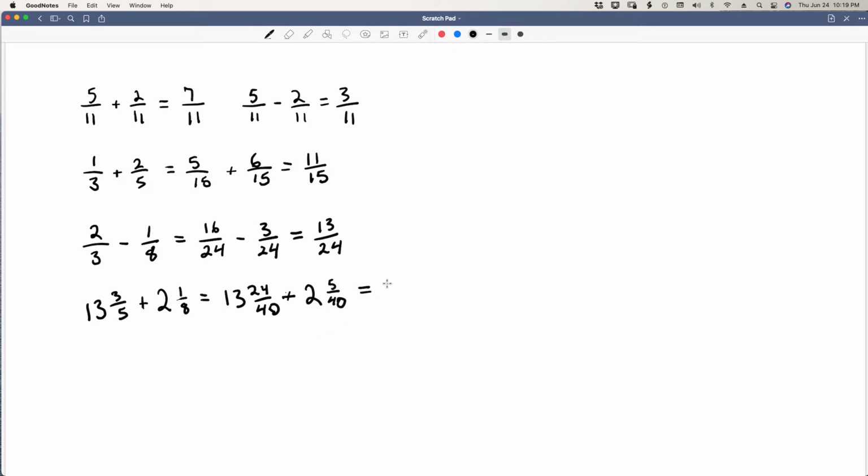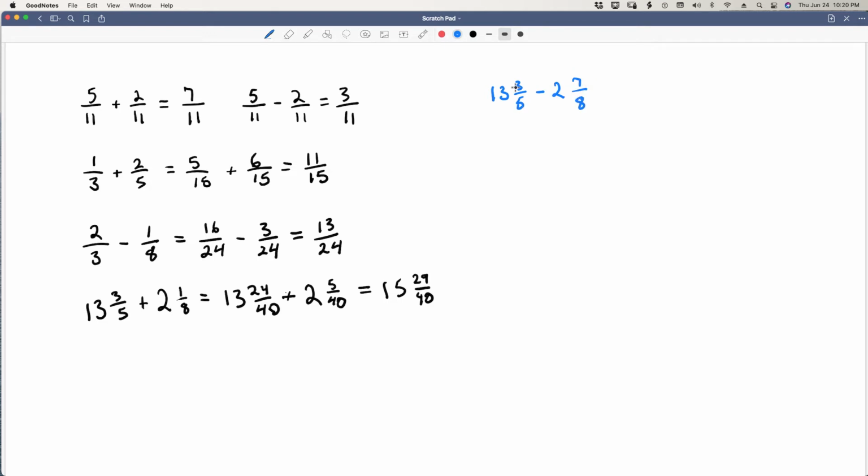So now we can add, and we end up with 15 and 29 over 40, which cannot be reduced because 29 is a prime number. So that is our final answer. What if we need to subtract? I'm going to change colors. If we have 13 and 3/5, let's say we're going to subtract 2 and 7/8.